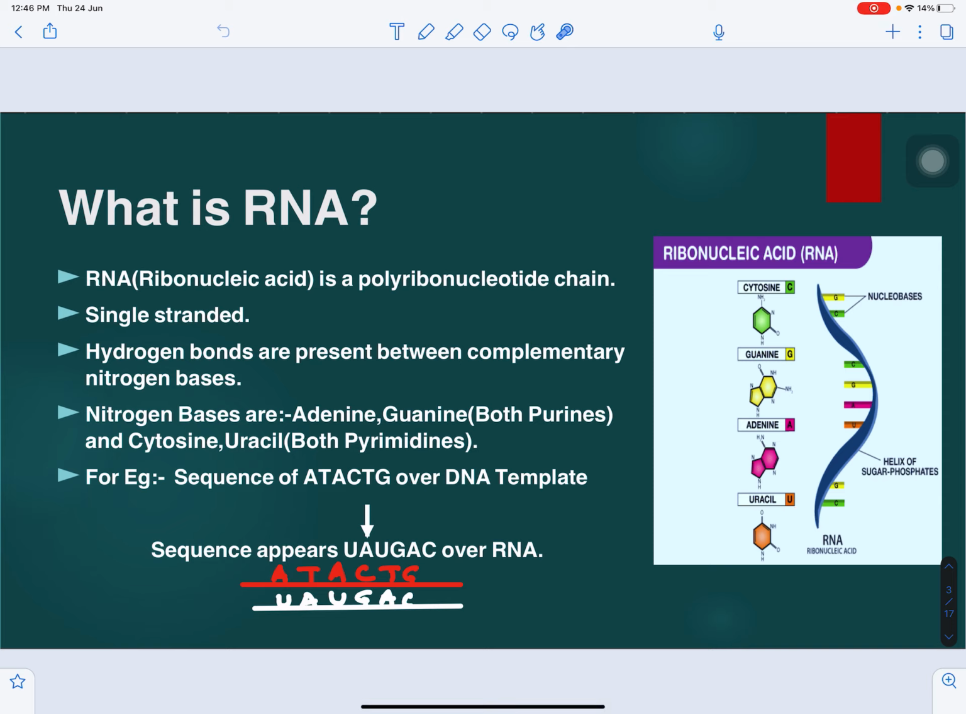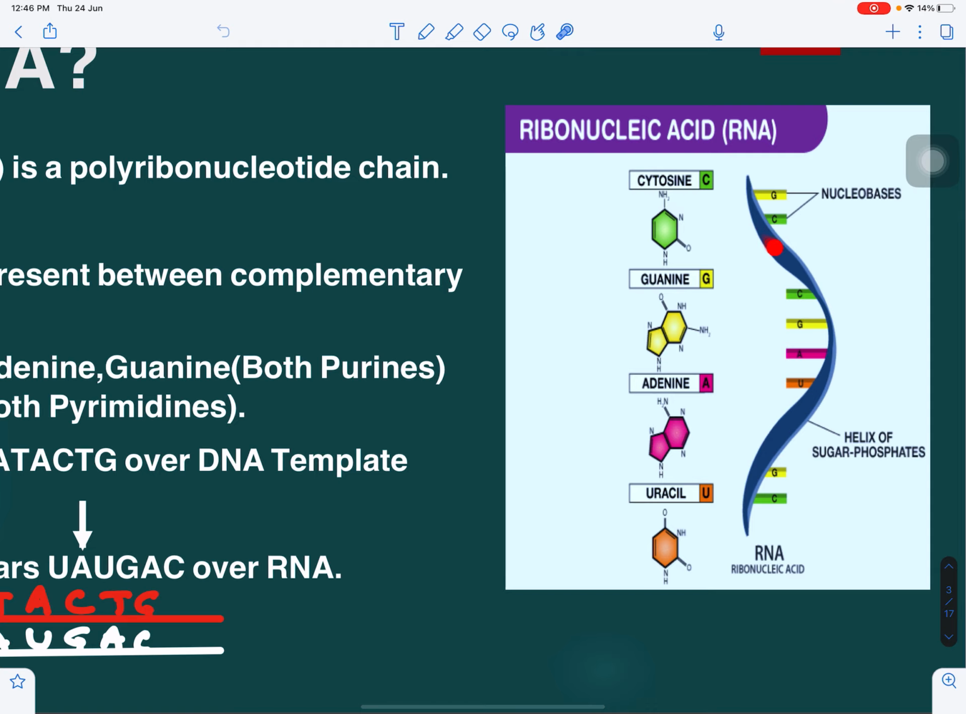And this has a complementary sequence to that of the DNA template. The sequence on the DNA template is ATACTG and RNA will be UAUGAC. We can see here this is the single stranded ribonucleic acid having bases.